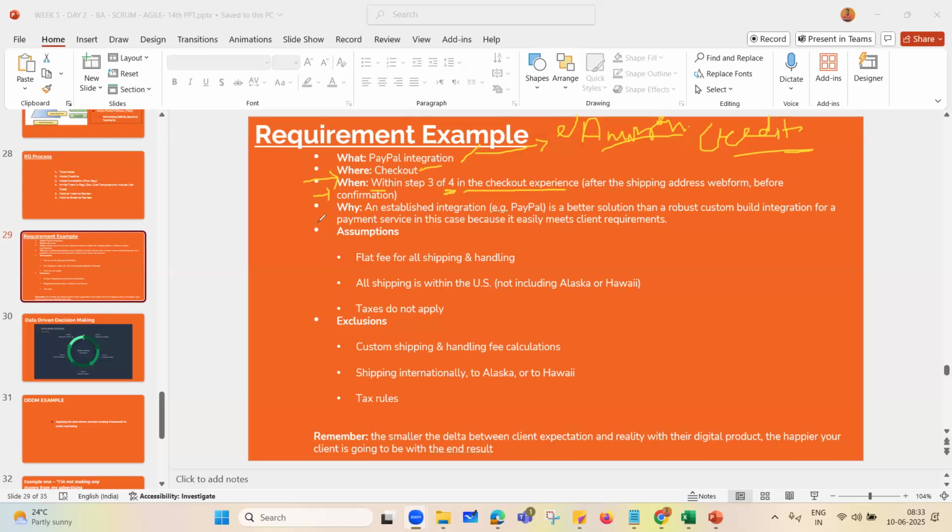There could be multiple reasons, because that makes the objective clearer and makes every single step stronger, with more clarity and more specification. So the why answers here that an established integration is better than a robust custom-built integration for a payment service, in this case because it easily meets the client's requirement. Now, how does it meet the client's requirement easily?